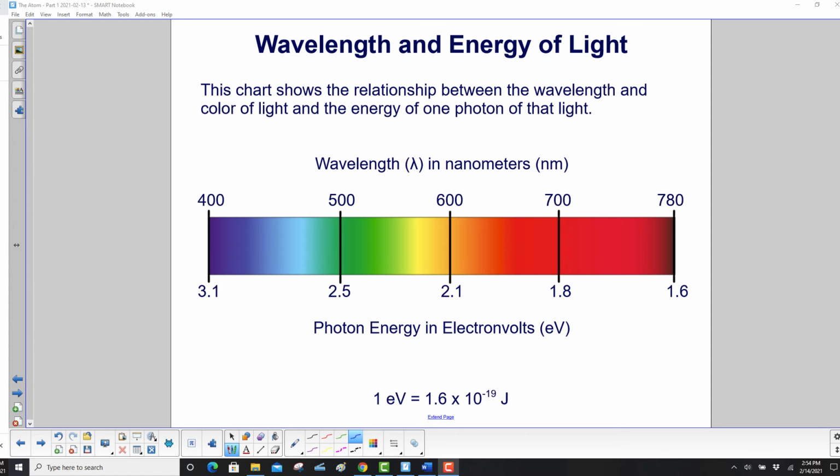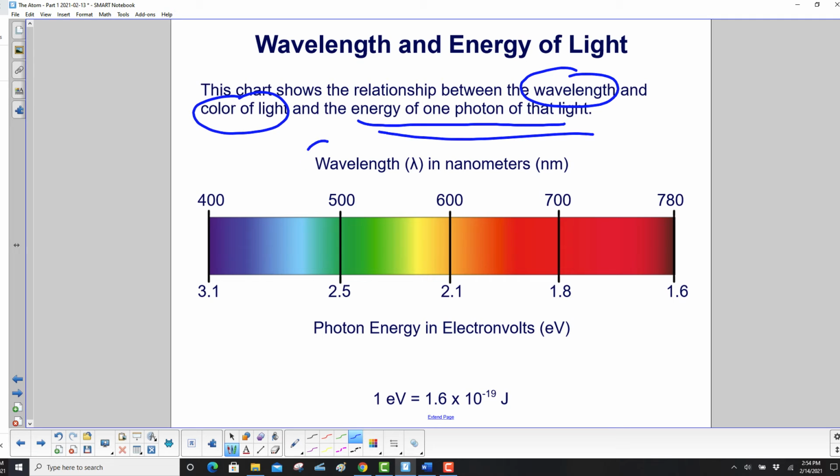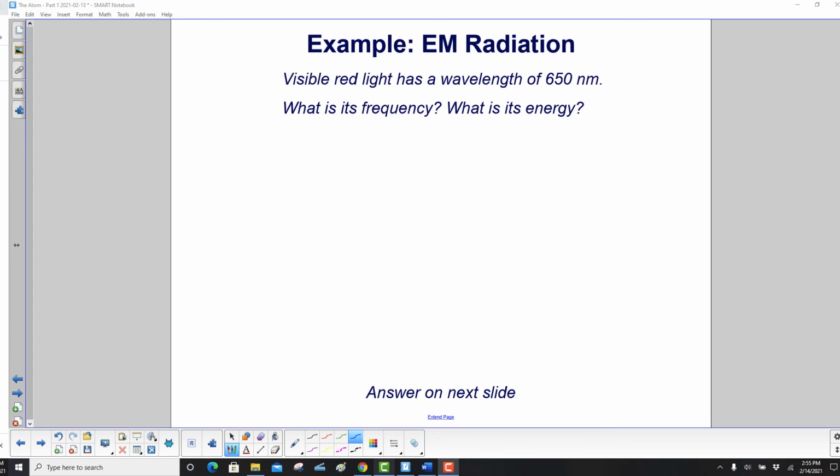This chart shows the relationship between the wavelength and the color of light and the energy of 1 photon of that light. So we have our wavelength, lambda, in nanometers on the top, 400, 500, 600, 700. And then right below it shows the photon energy in electron volts, where of course 1 electron volt is 1.6 times 10 to the minus 19th joules. Let's work a problem. Visible red light has a wavelength of 650 nanometers. What is its frequency? What is its energy? Give the problem a try, and when you're done, go on to the next slide.